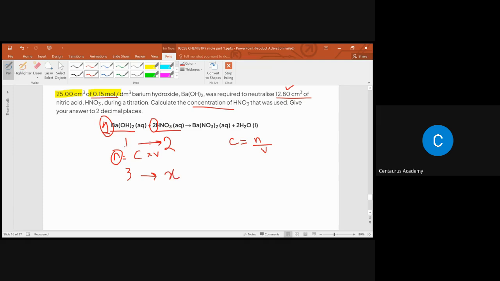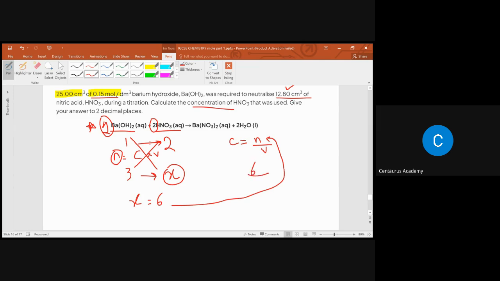According to the stoichiometric equation, I will find out the molar ratio. According to my molar ratio, 1 mole of barium hydroxide reacts with 2 moles of nitric acid. So if 3 moles of barium hydroxide are present, how many moles of nitric acid would have reacted with it? I'm going to cross multiply this. The value for X will be 3 times 2, which is 6 moles. This is the amount of moles of nitric acid which have reacted.